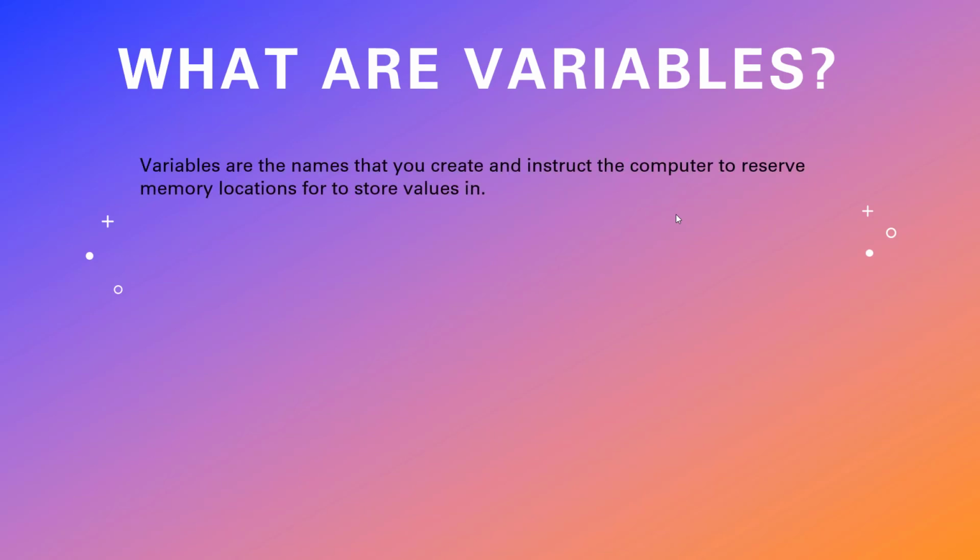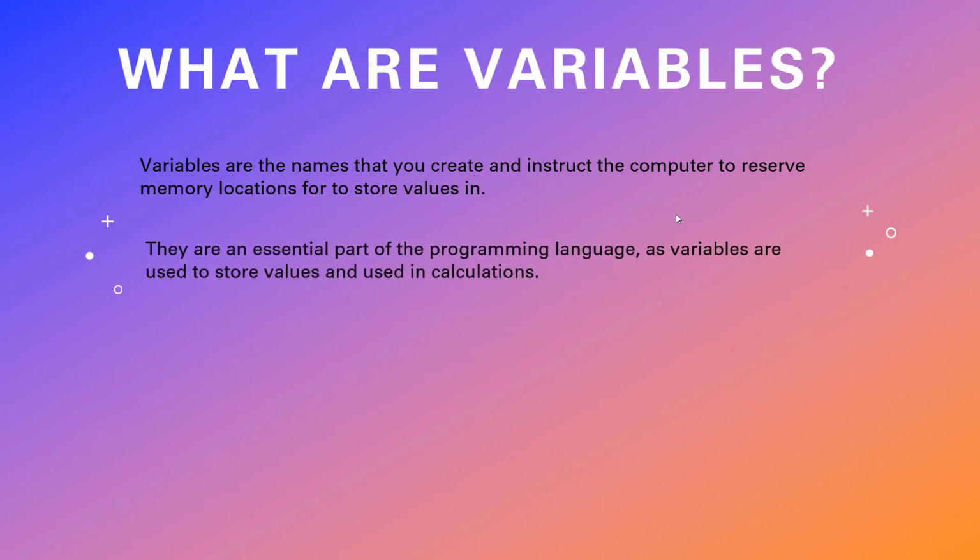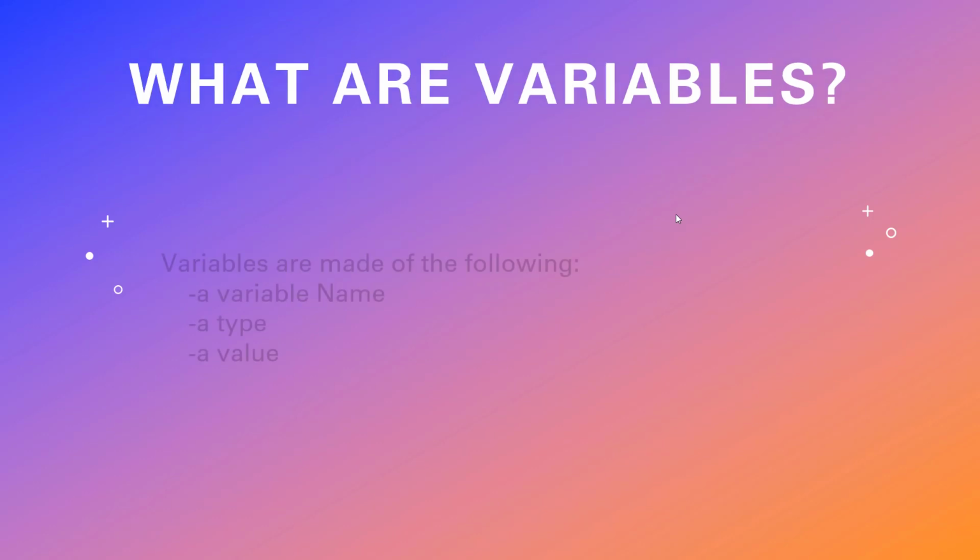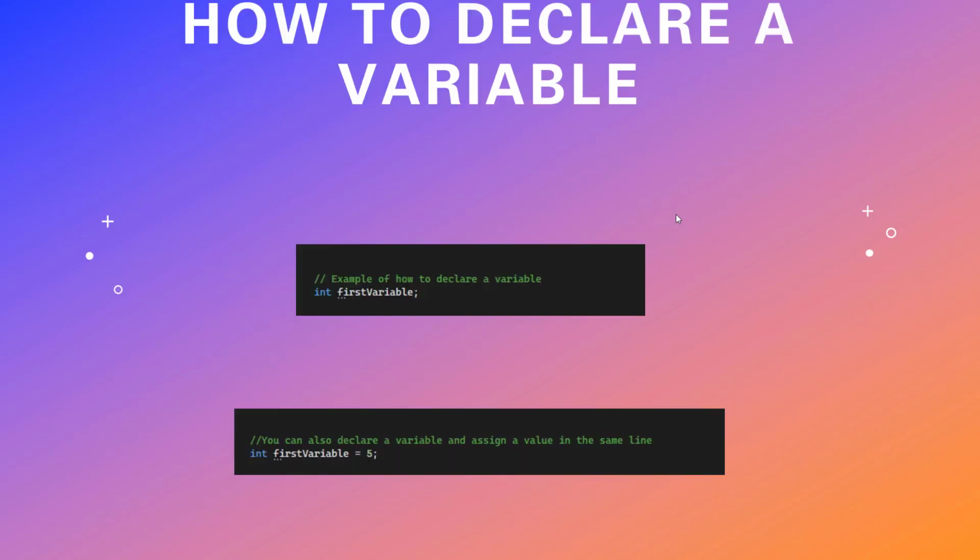What are variables? Variables are the names that you create and instruct the computer to reserve memory locations to store values in. They are an essential part of the programming language, as variables are used to store values and used in calculations. Variables are made of a variable name, a type, and a value.